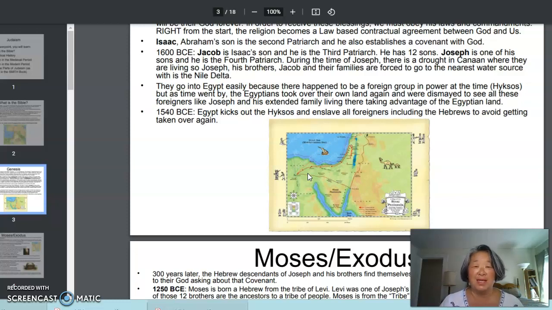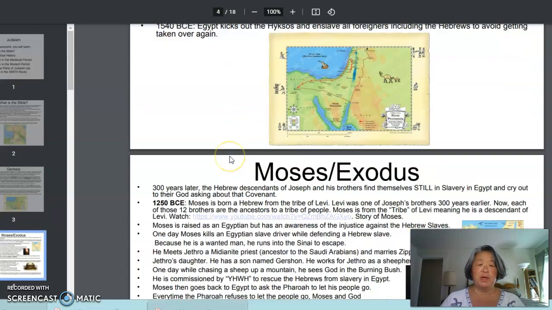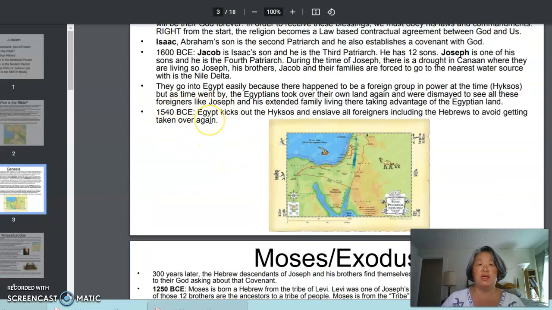Even if they wanted to leave, they couldn't, because they were now trapped in Egypt and then became slaves, because Egyptians, after they kicked out the Hyksos as a foreign power, basically enslaved everyone, which included these people. All right, so that was around 1540, where Egypt basically kicks out the Hyksos and then enslaves everyone.